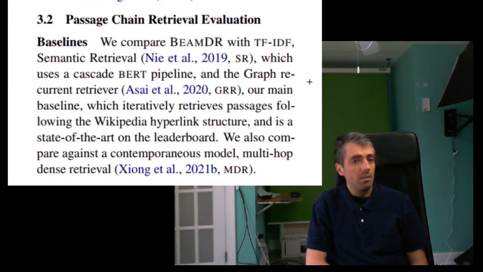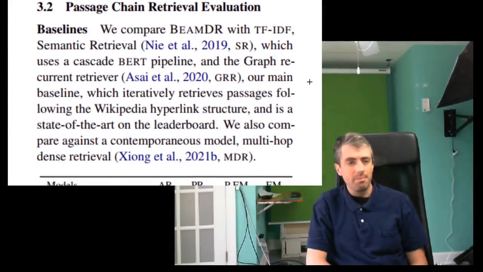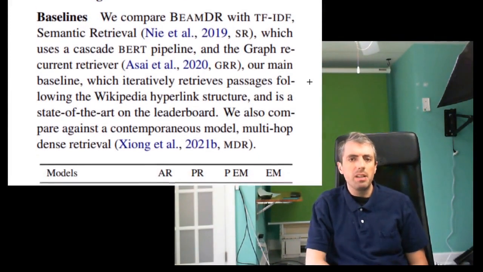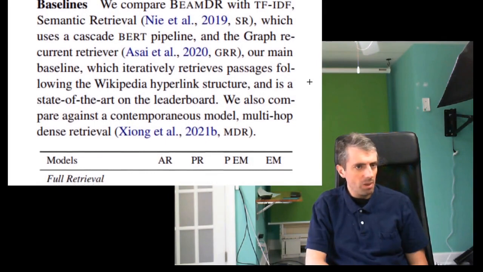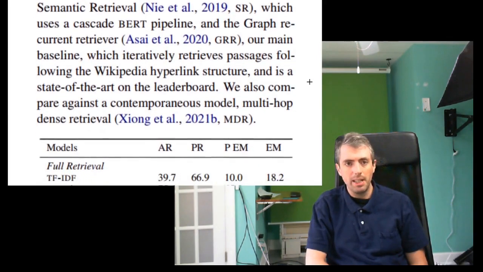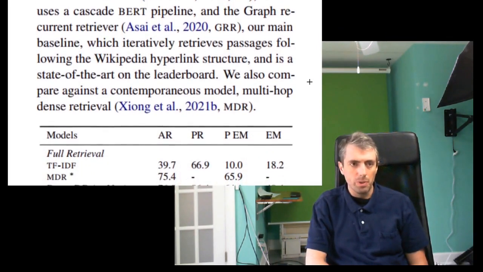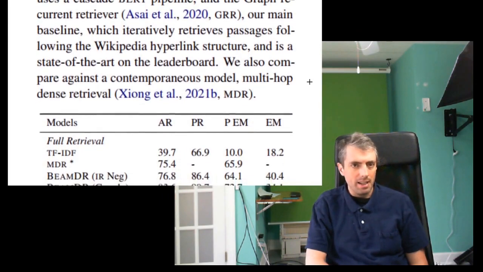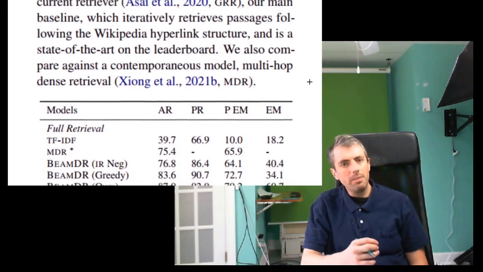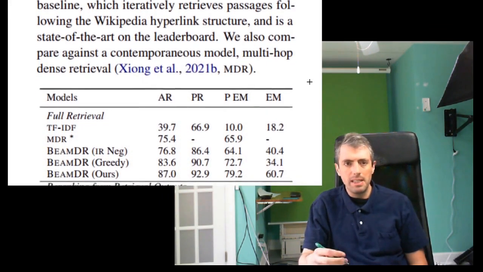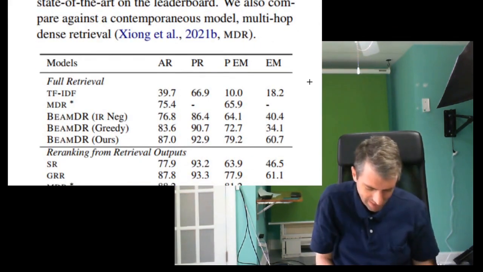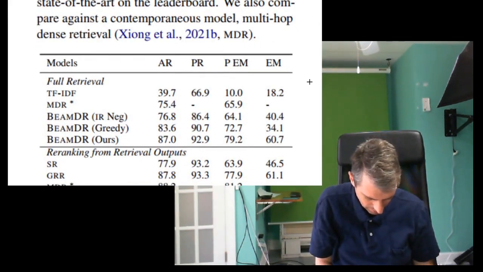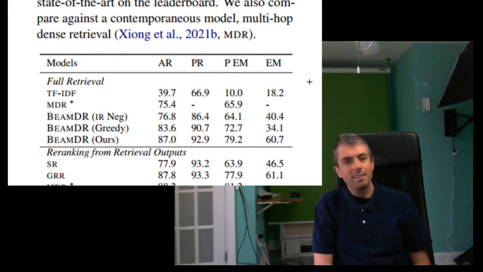Section 3.2, Passage Chain Retrieval Evaluation. Baselines. We compare BeamDR with TF-IDF semantic retrieval, which uses a cascade BERT pipeline, and the graph recurrent retriever, our main baseline, GRR, which iteratively retrieves passages following the Wikipedia hyperlink structure and is state-of-the-art on the leaderboard. We also compare against a contemporaneous model, Multihop Dense Retrieval, MDR.